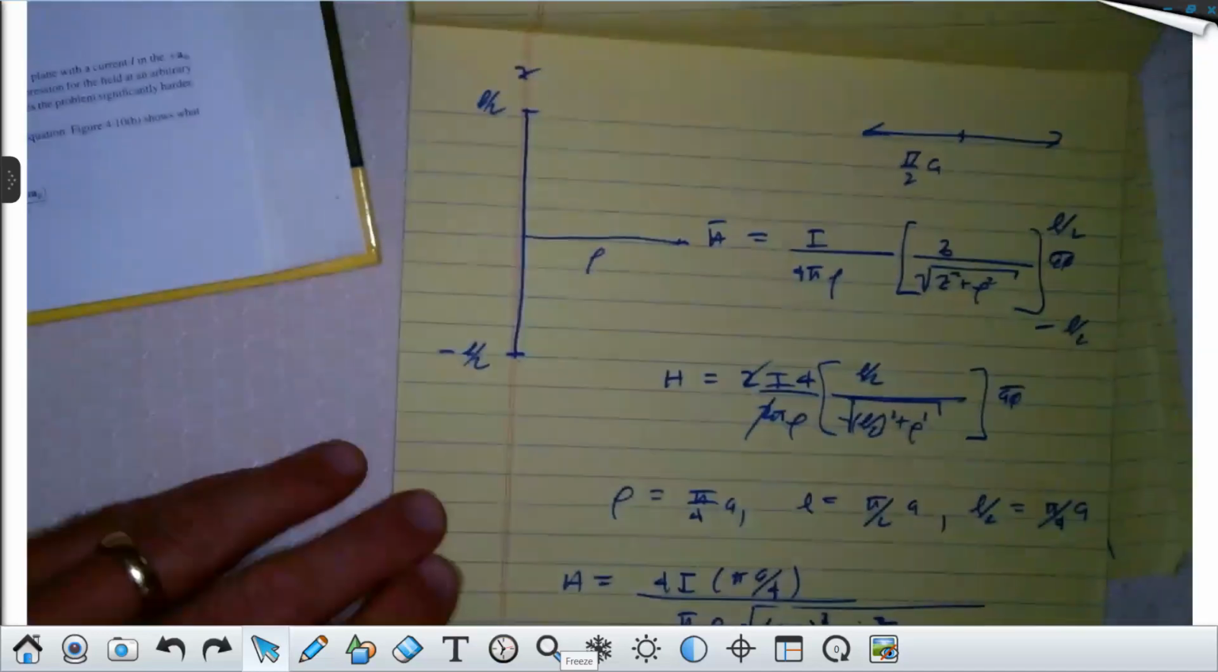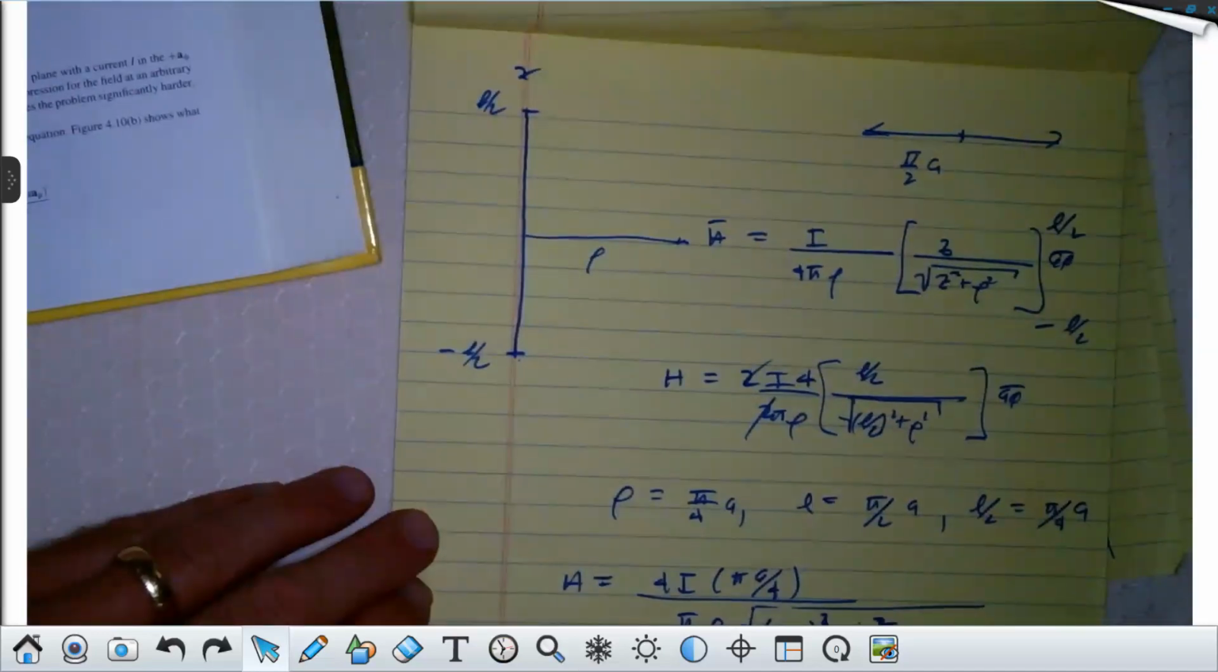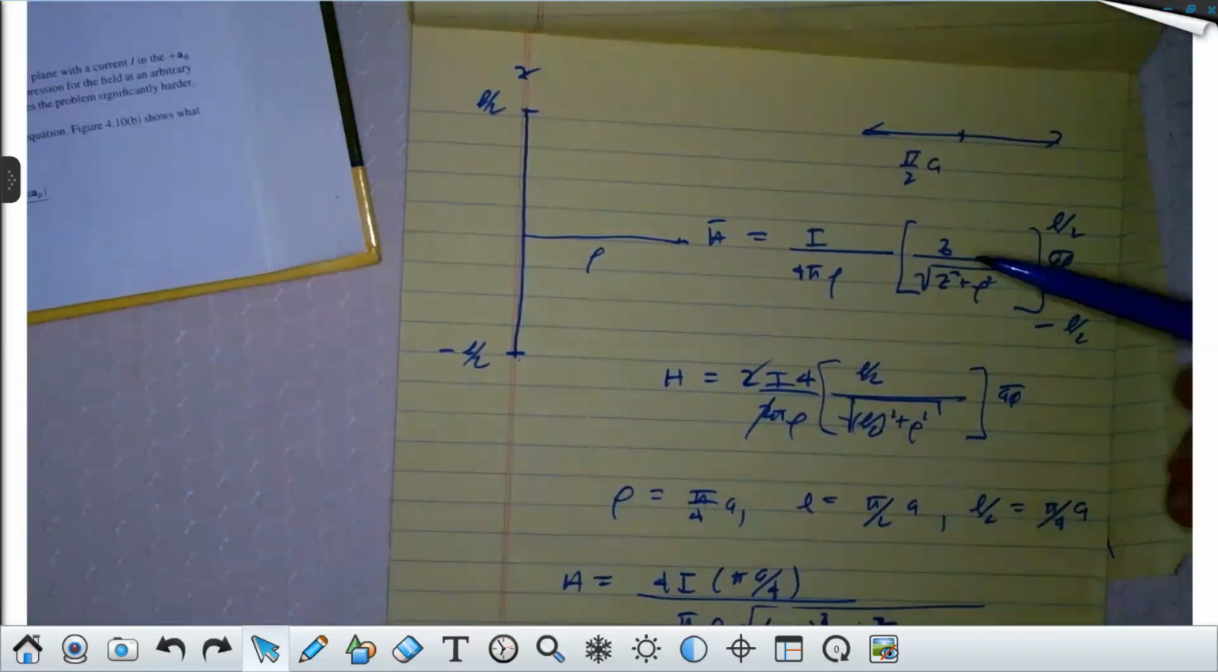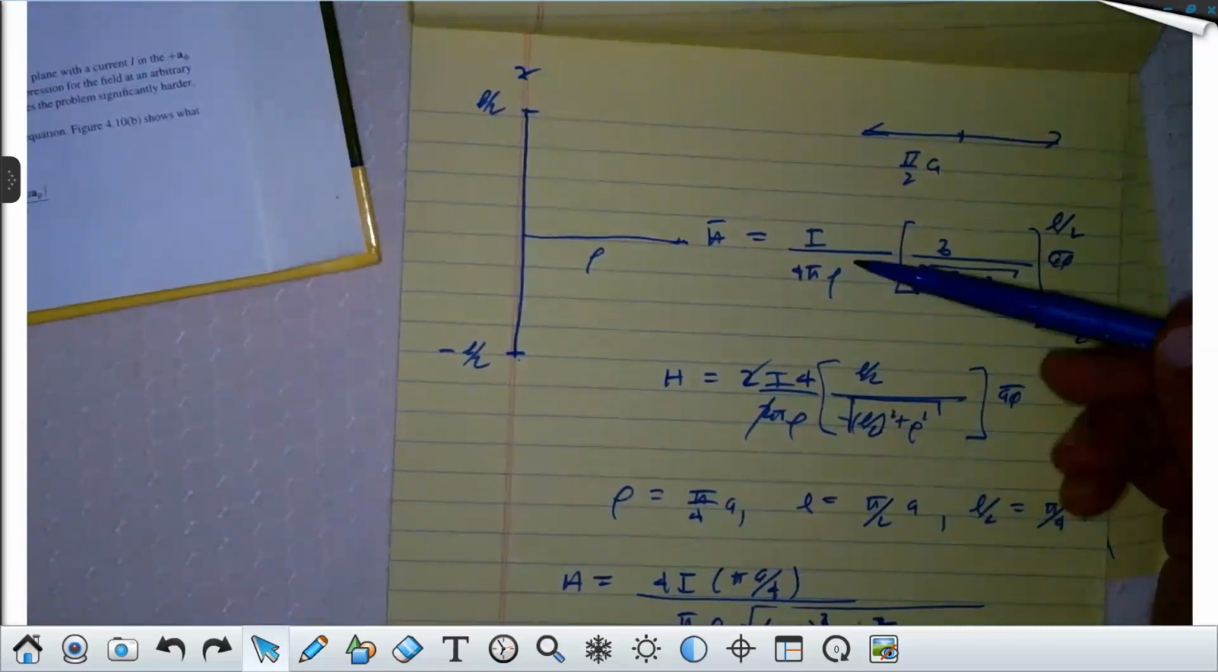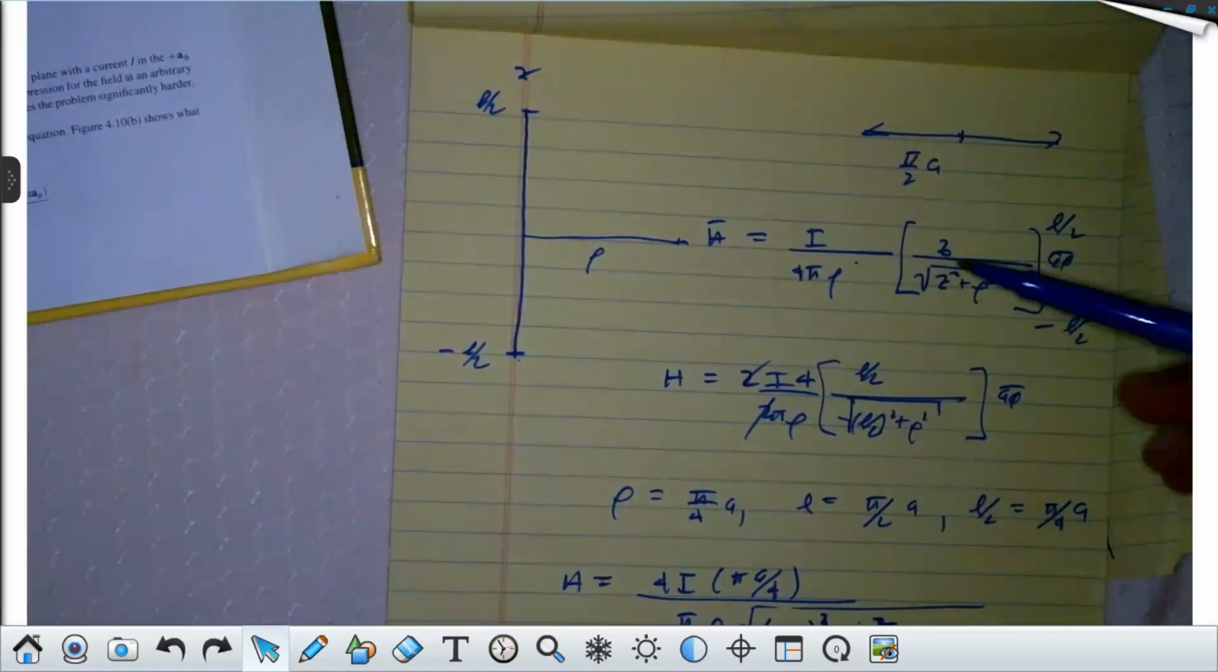So you have the general case where h equals I over 4 pi rho and all that. Hold on. Are you talking about this? Yes. Okay. Can you explain how you go from that one more time to the next line?